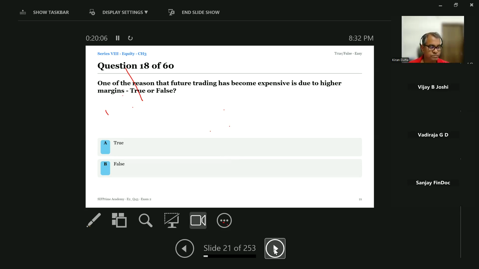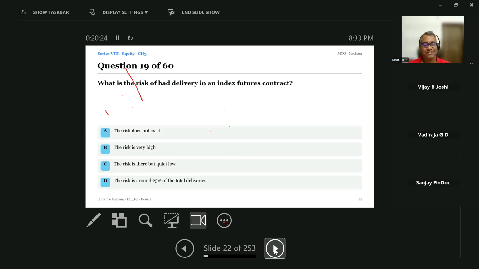True. From the exam perspective, the answer is always true. Go with true. If you have to take delivery rather than playing the margins always. From the exam perspective, the answer is true.